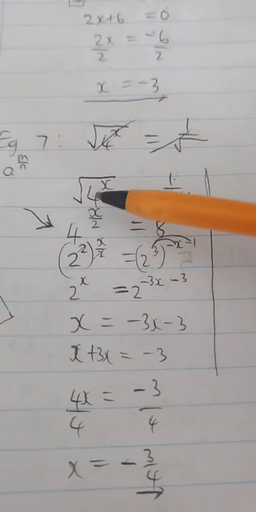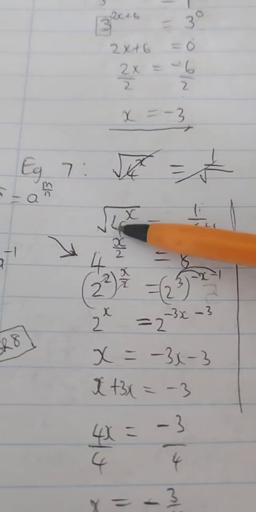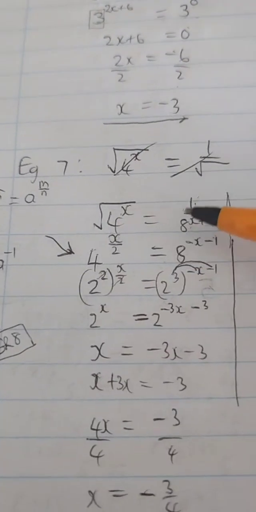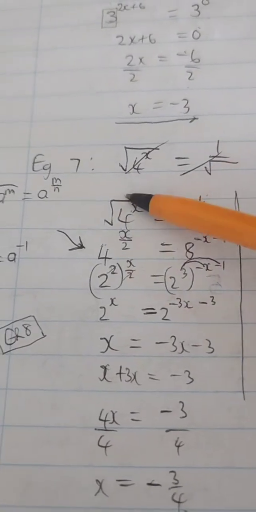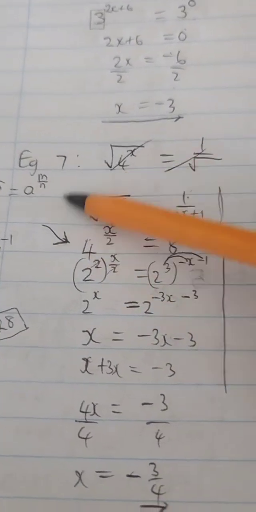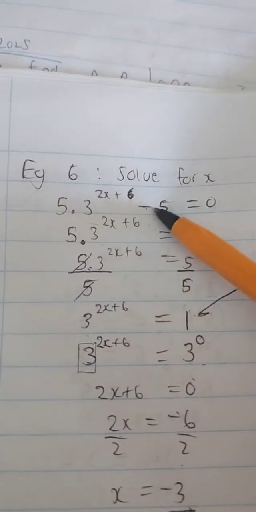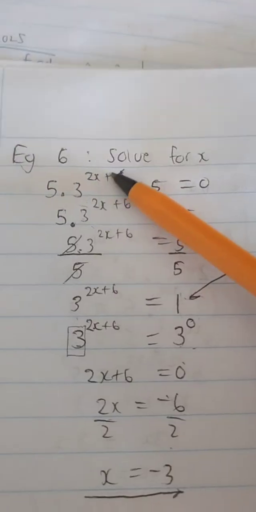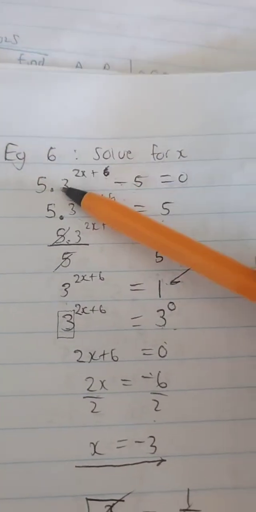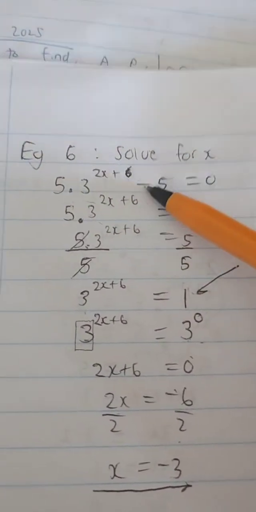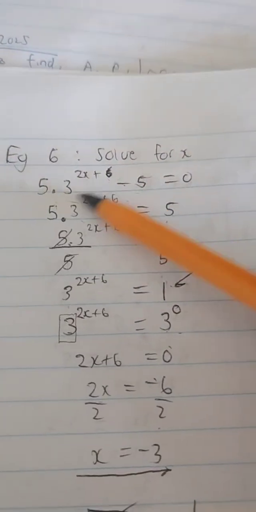Turn over the page. This square root 4 to the power x is equal to 1 over 8 to the power x plus 1. We have 1 isolated on the left, 1 isolated on the right. This 5 times 3 to the power 2x plus 6 minus 5 is equal to 0. Okay, we have two terms currently on the left hand side. The minute we transpose the 1, we have 1, 1 again.